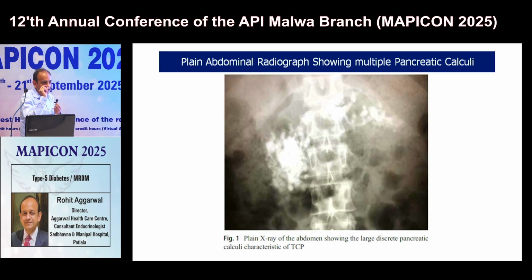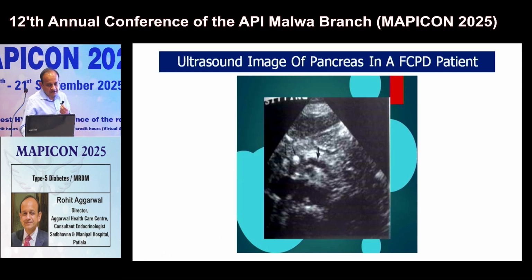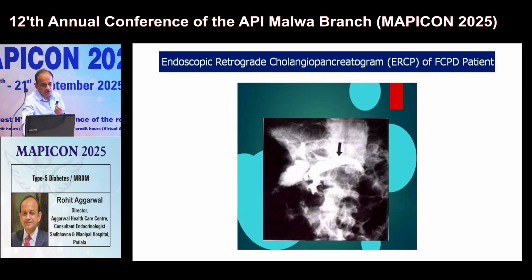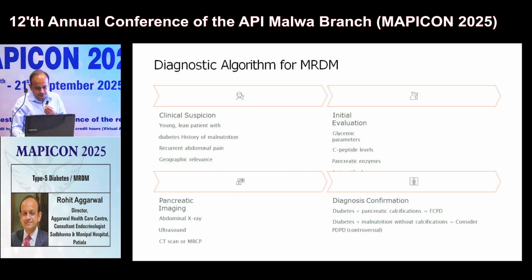In FCPD, large calculi in the larger ducts. So this is the difference on the sonographics. This is the ultrasound imaging of the pancreas in an FCPD patient, and this is an ERCP of the FCPD patient, where you see the whole pancreas is calcified.